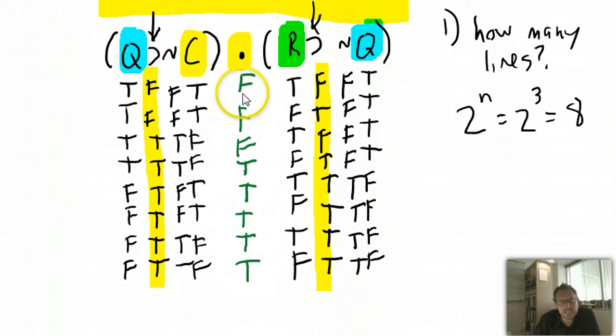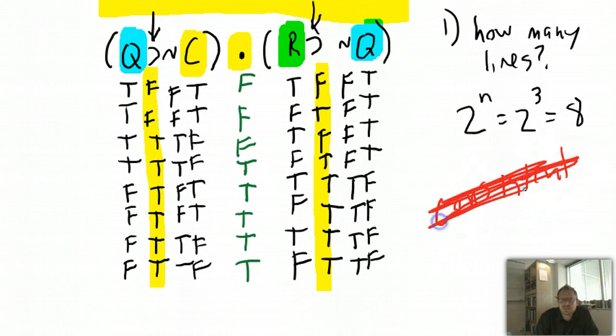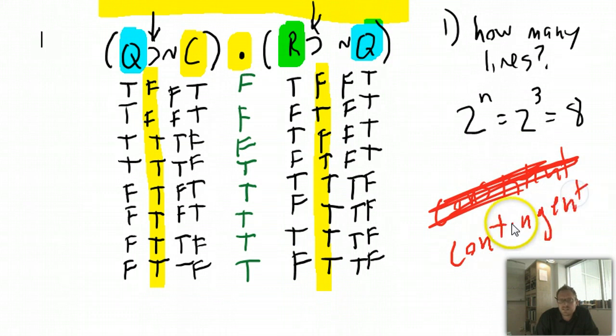Now you can see here, if it was a tautology, then it would all be true, and that's not the case. It's not self-contradictory, because in order for it to be self-contradictory, it has to all be false. So this problem is not consistent, I'm sorry, contingent. This is a contingent statement.